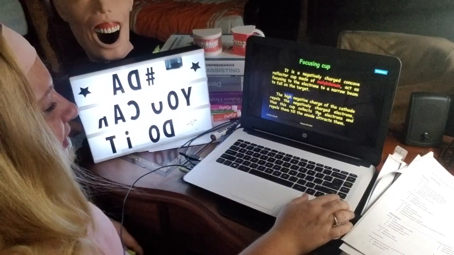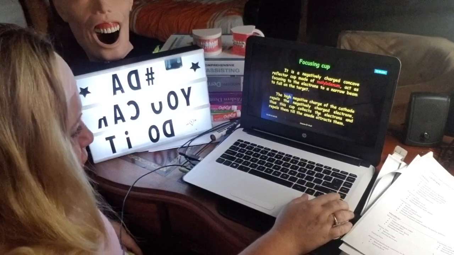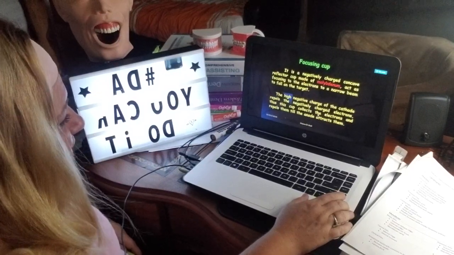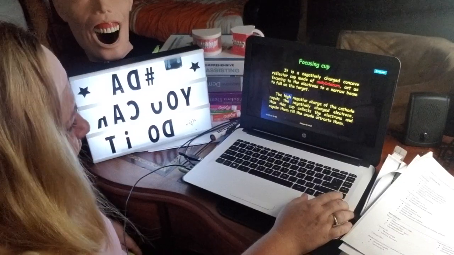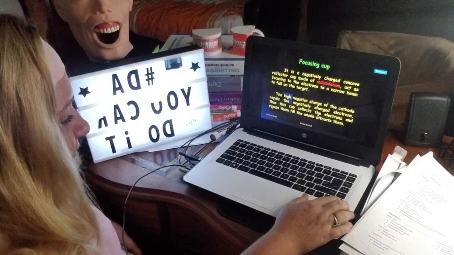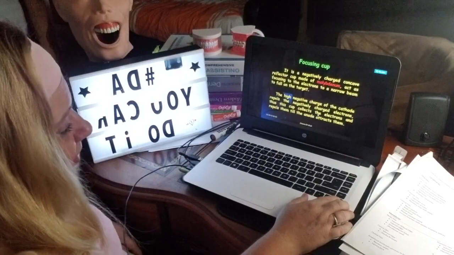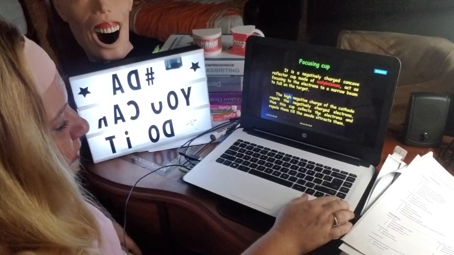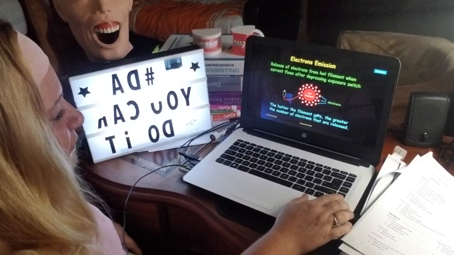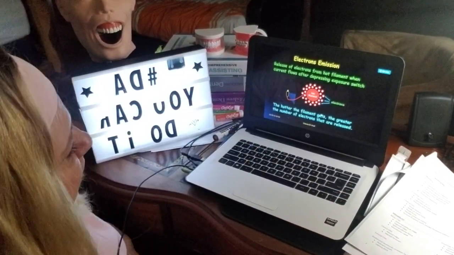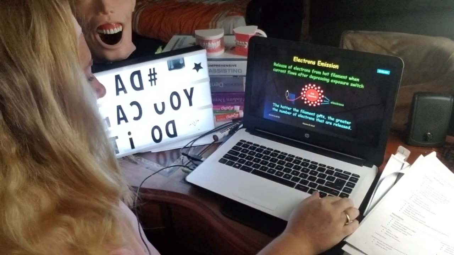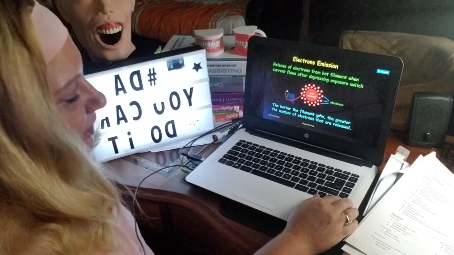Focusing cup. It is a negatively charged, concave, reflective cup made of molybdenum, which acts to focus the electrons into a narrow beam to fall on the target. The high negative charge of the cathode repels the negatively charged electrons. Thus, this cup collects the electrons and repels them to the anode. Electron emission is the release of electrons from the hot filament, that coil, when current flows after depressing the exposure switch, the button, okay? It's hot. The hotter the filament gets, the greater the number of electrons that are released.